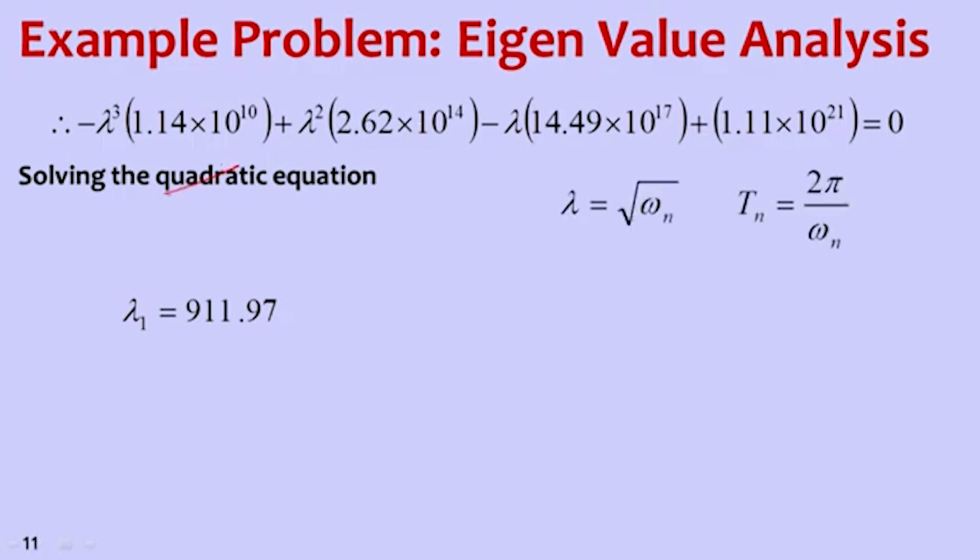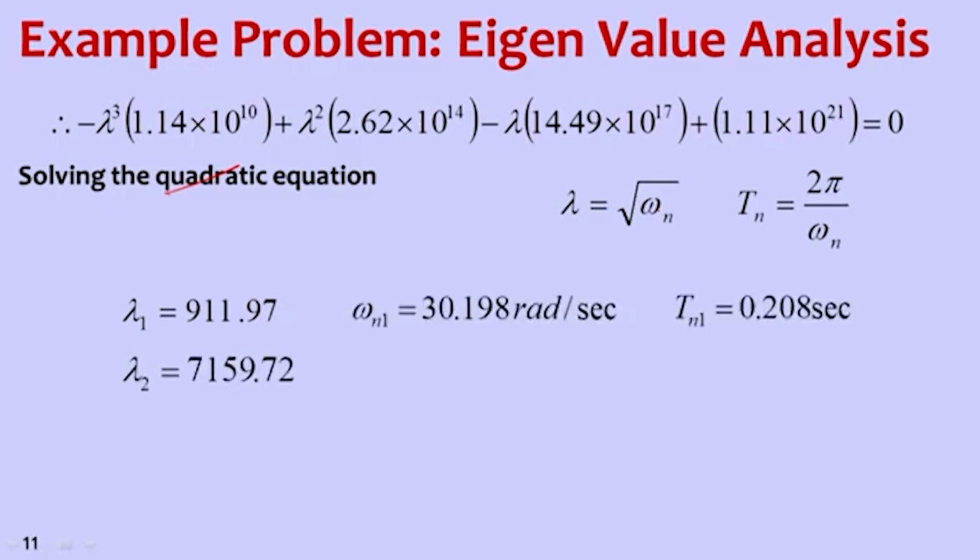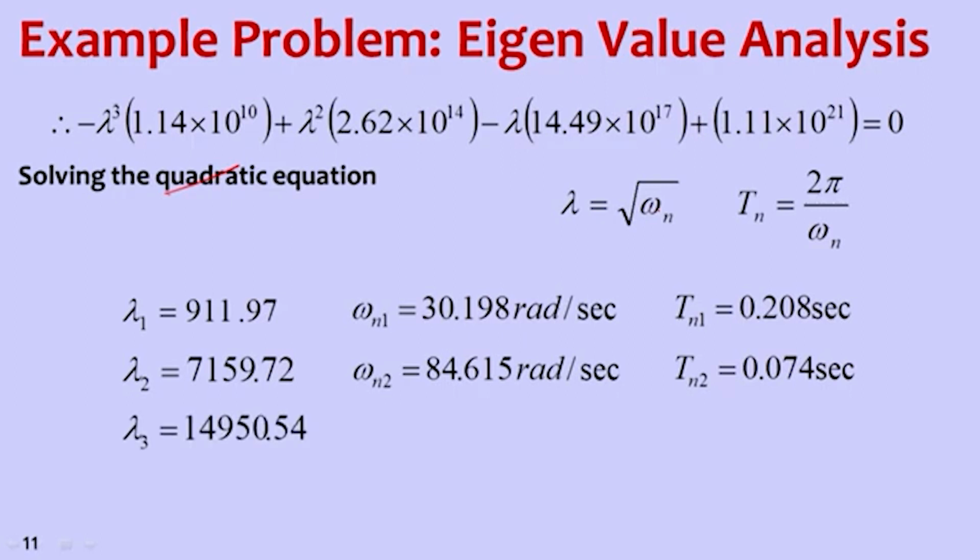We have lambda 1, and we get Tn, the natural period corresponding to each lambda, that is 2 pi by omega n. Lambda is equal to omega square. So, lambda 1, lambda 2, lambda 3. In fact, lambda is the square of omega, so the lambda root is omega. So we get omega values: omega 1, omega 2, omega 3.